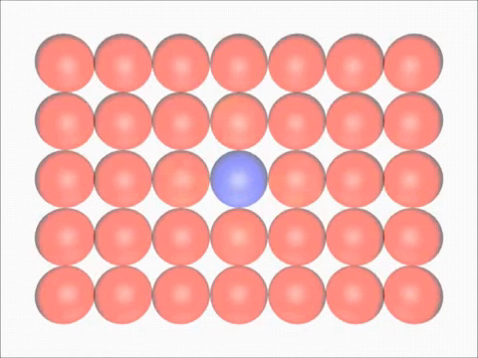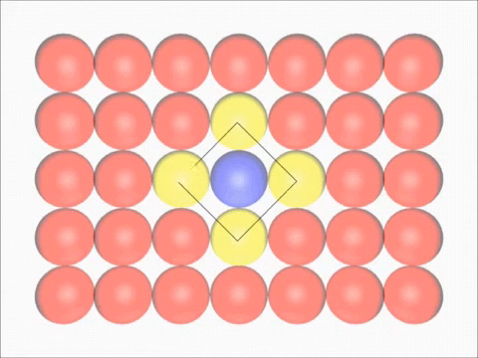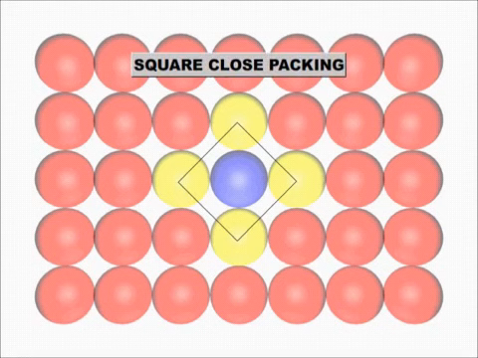Here a single sphere touches four other spheres. If we join the centers of the spheres, we get a square. Therefore this packing is called square close packing.